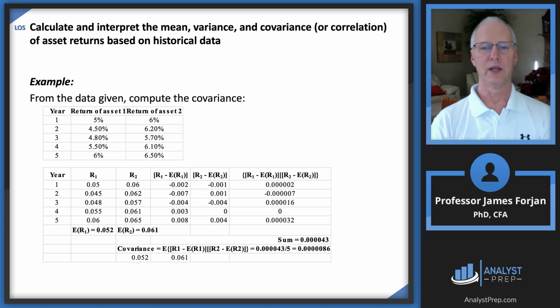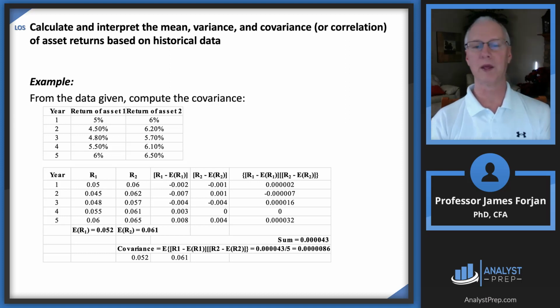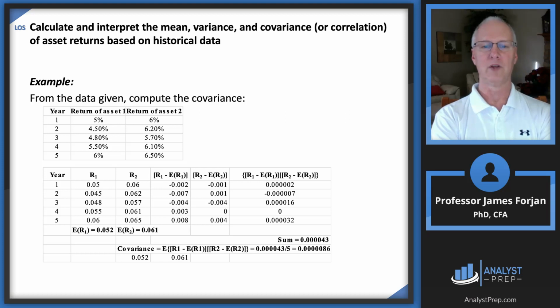So down in the second box, what we're doing is converting those to decimals and then computing the mean right at the bottom. So the mean of asset 1 is 5.2%. The mean of asset 2 is 6.1%. All right, so now what we're going to do in that next column is the same thing we did back with the variance. We're going to take asset 1, which is 0.05, and subtract the mean, which is 0.052, which gets us that minus 0.002.